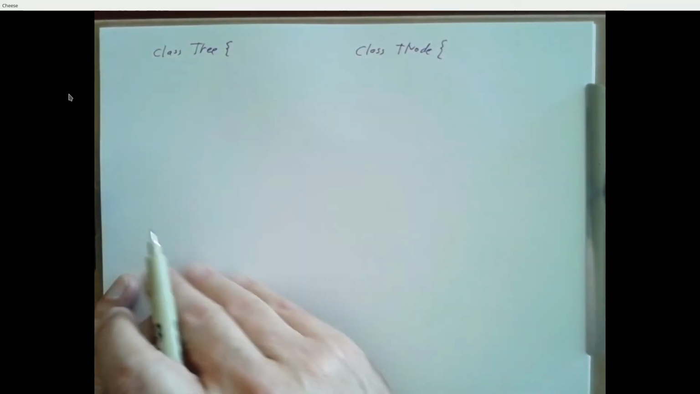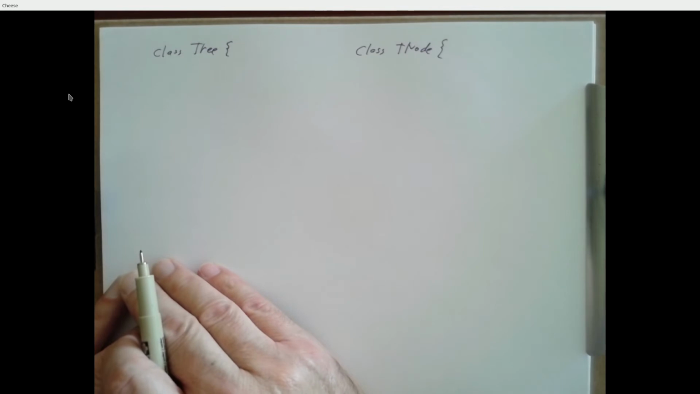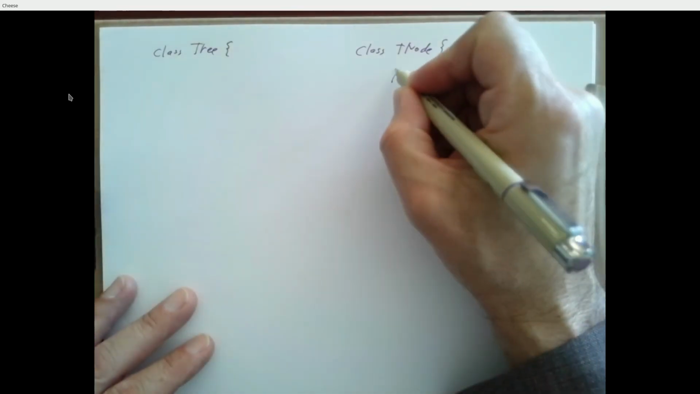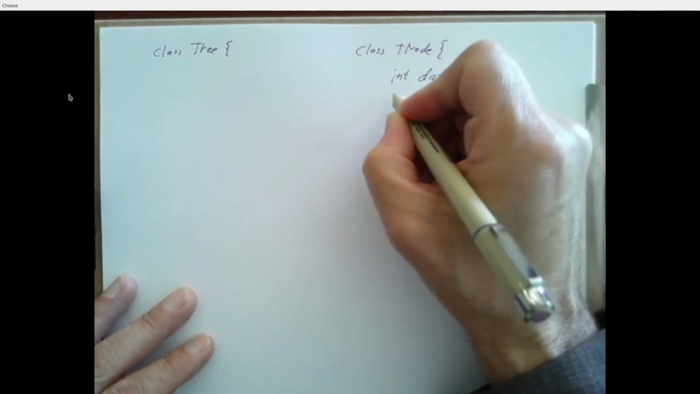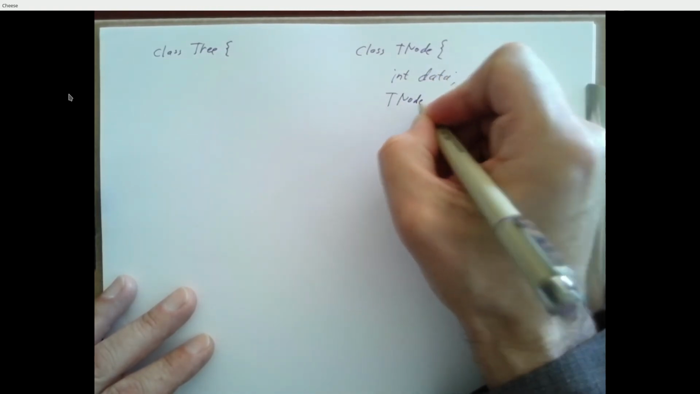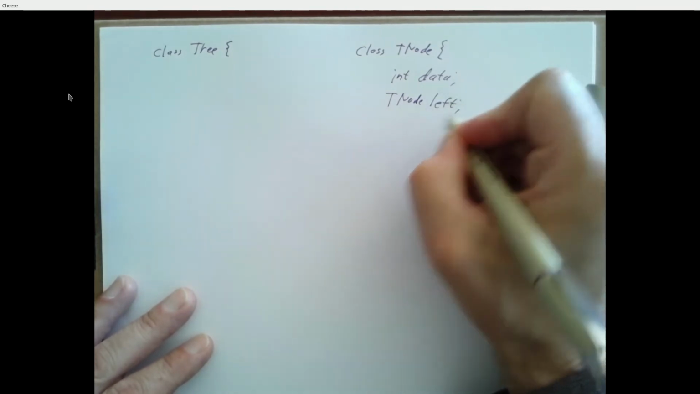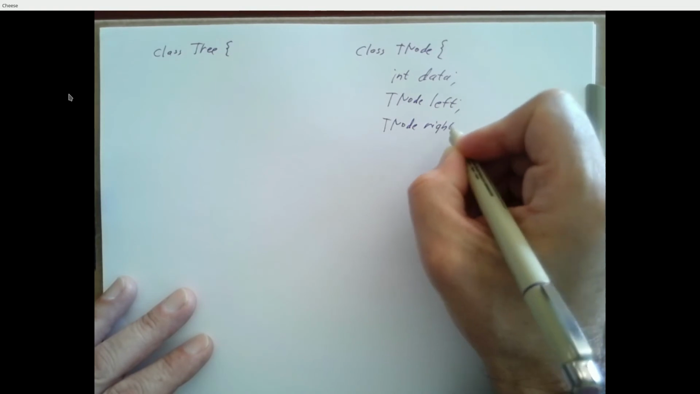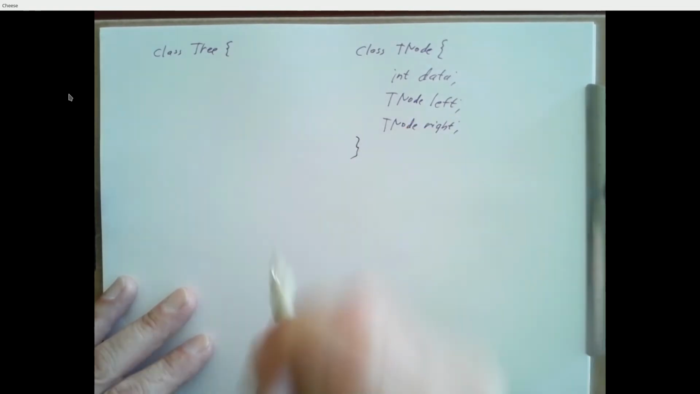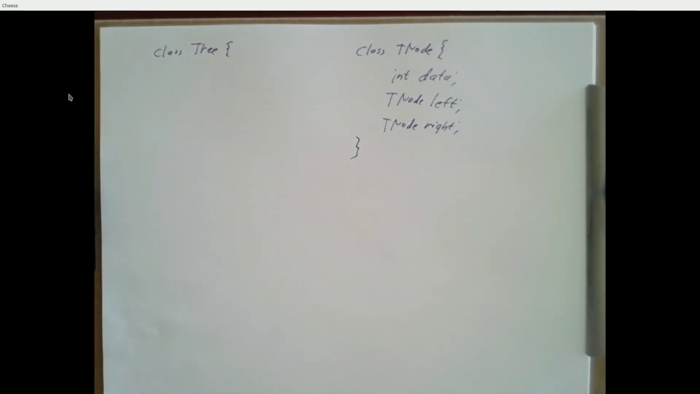So what would a tNode look like? Let's say this is a tree of integers. Data, and then you have two leaf nodes, which is like tNode left, tNode right. Good. And that may be all we need in our tNode. We could put in some constructors to initialize and such, but that's possibly all we need.